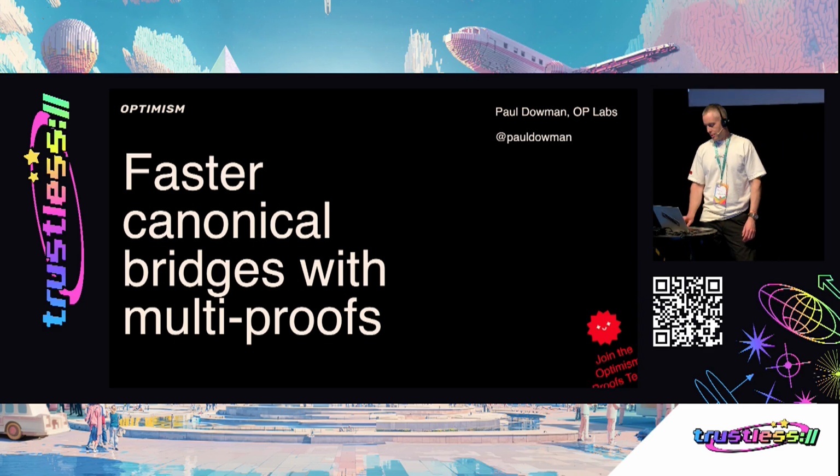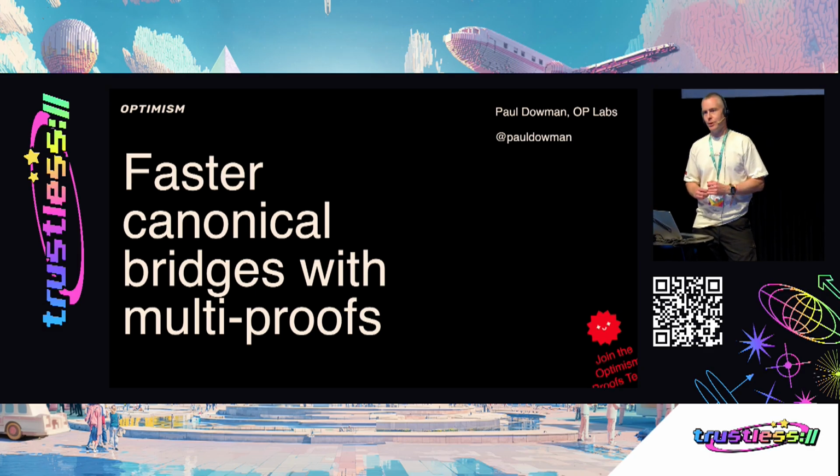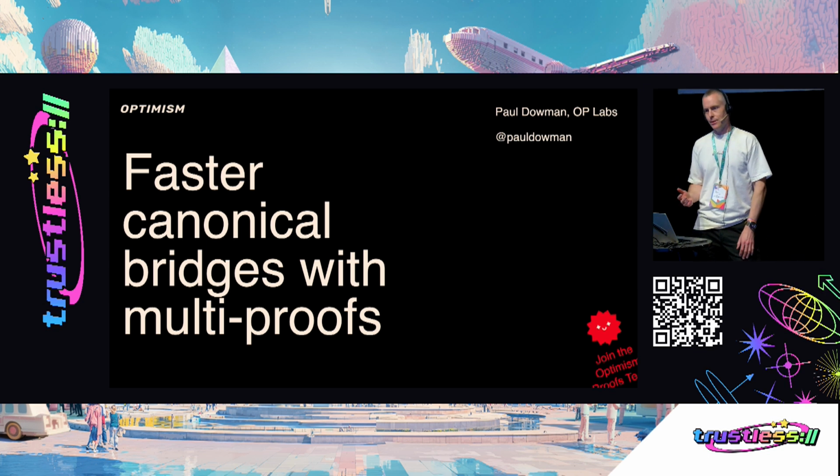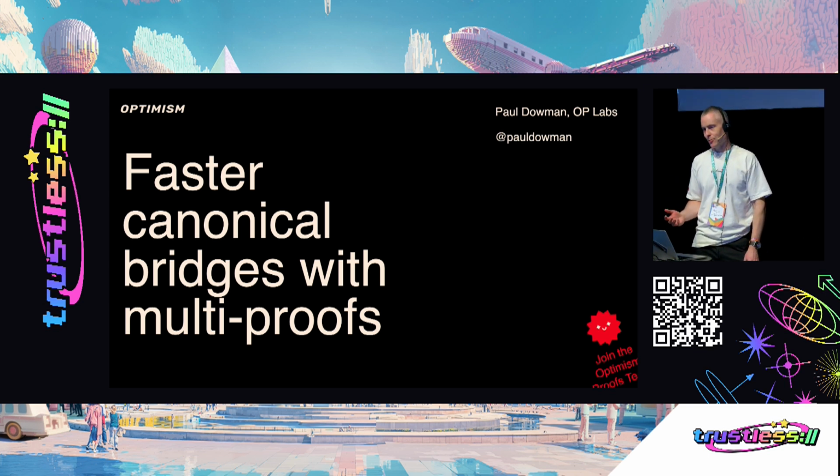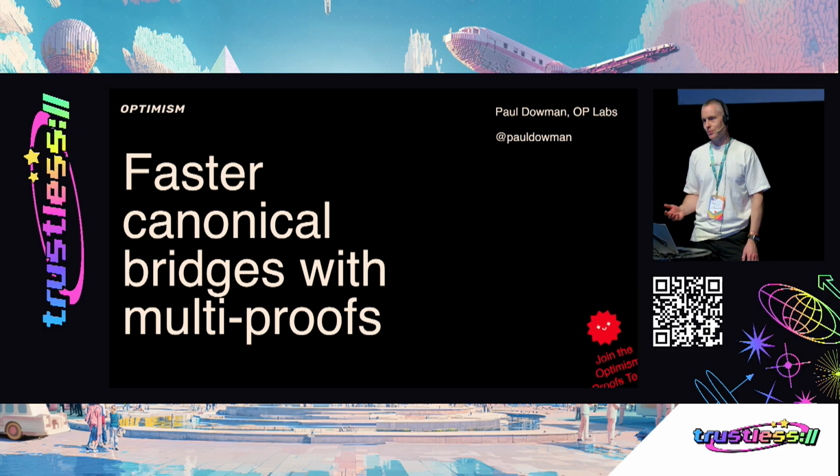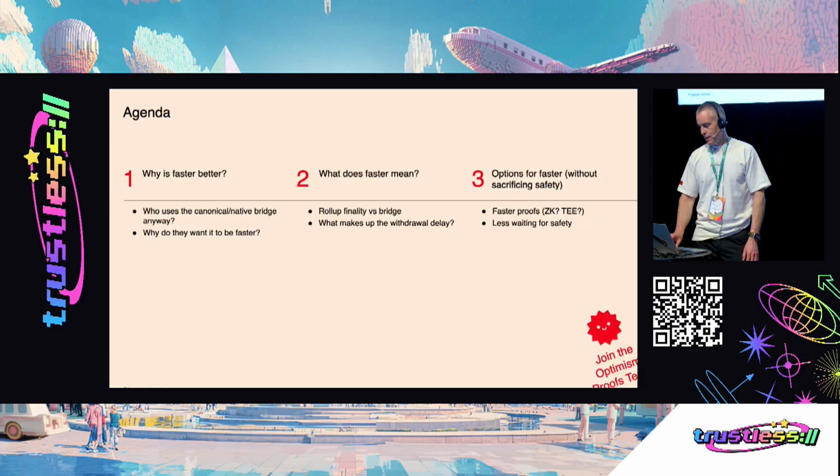I'm going to talk about faster canonical bridges with multi-proofs. So, the canonical bridge is the bridge that is enshrined in the rollup, the one that the ETH goes to Ethereum through. Now, there's a few things here.